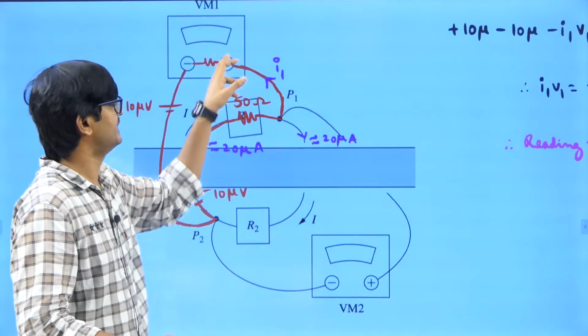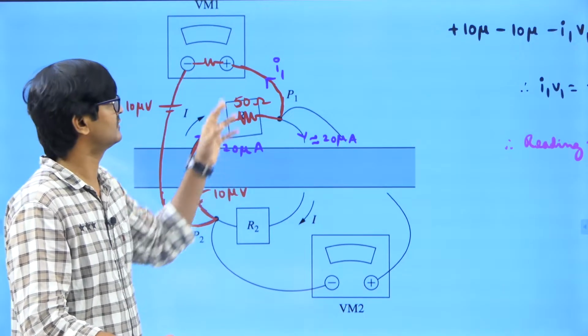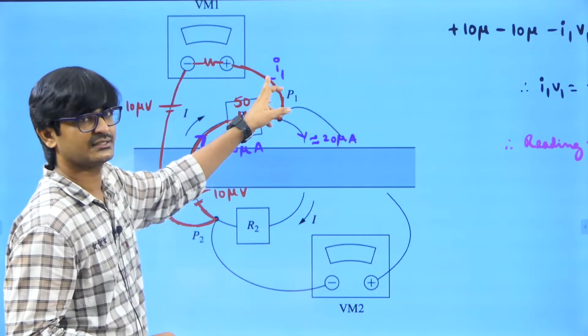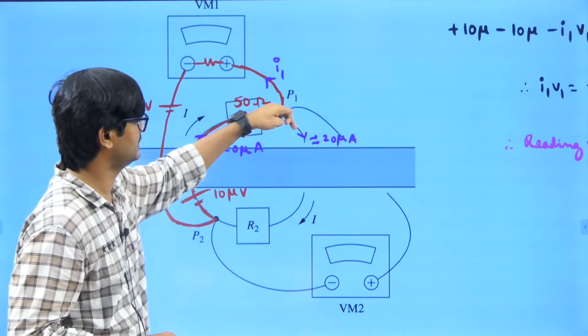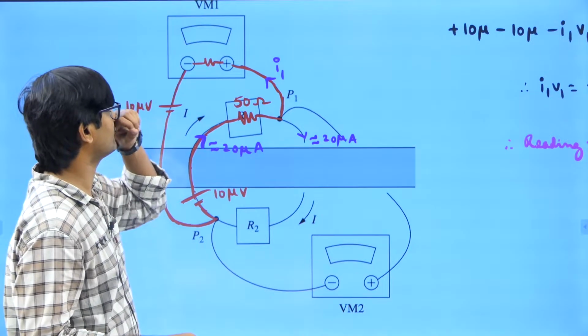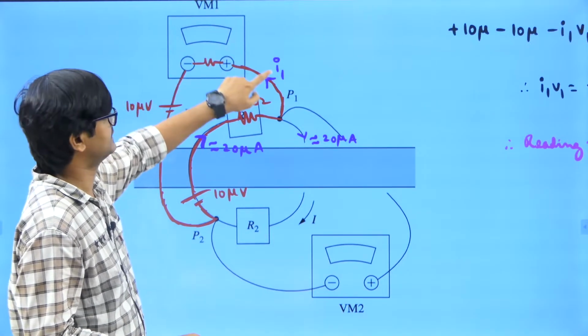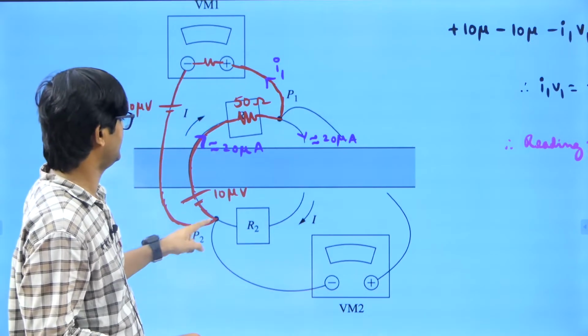Now when you put the voltmeter, it is almost going to be 20 micro, because voltmeter resistance is very high and very less current will be passing through it. So this is almost 20 micro, this is almost 20 micro. Now if I want to find what is the voltmeter reading, I need to see what is I1 into voltmeter resistance. So for that I will be writing the loop equation.